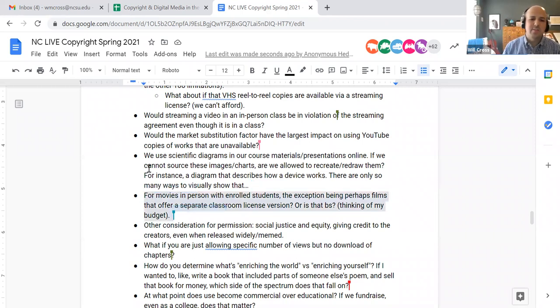I could imagine a situation where somebody is not confident that their use falls within 1101 because, you know, we're going to show it to the enrolled students and any of their friends they bring. Or we're going to show it to enrolled students and we're also going to show it as part of a student club and open it up to the public, right? You're doing something more than 1101 comprehends. That's where a classroom license might be relevant.